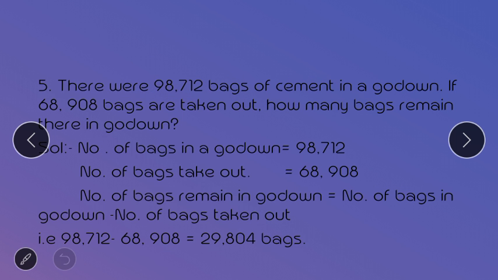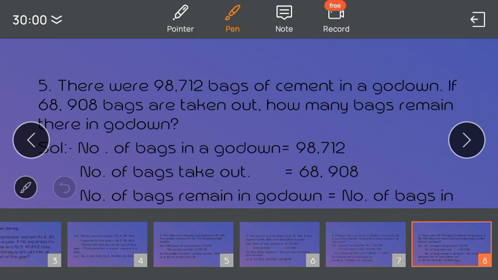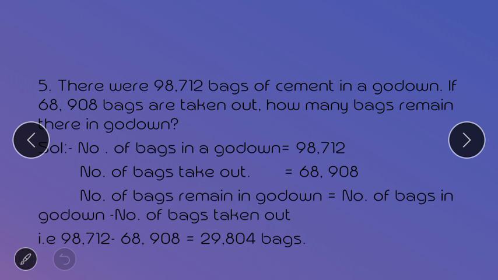Fifth, there were 98,712 bags of cement in a godown. If 68,908 bags are taken out, how many bags remain there in the godown? So it is very simple. Godown means that place where we keep our storage, where we store our things.